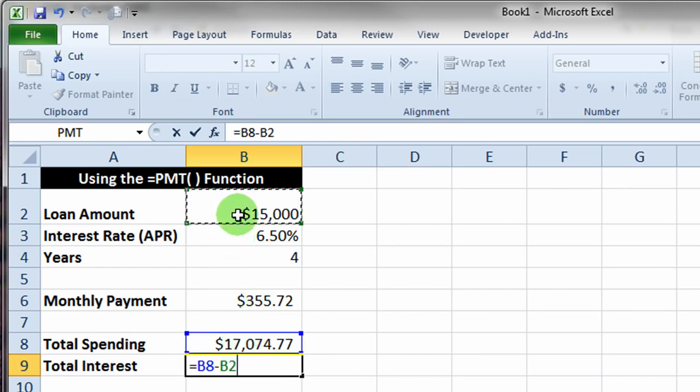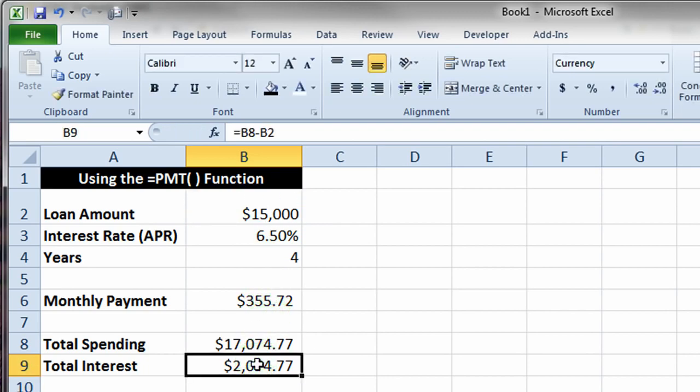And again, notice we're just using the cell references here rather than typing in numbers. So the total interest paid was $2,074.77.